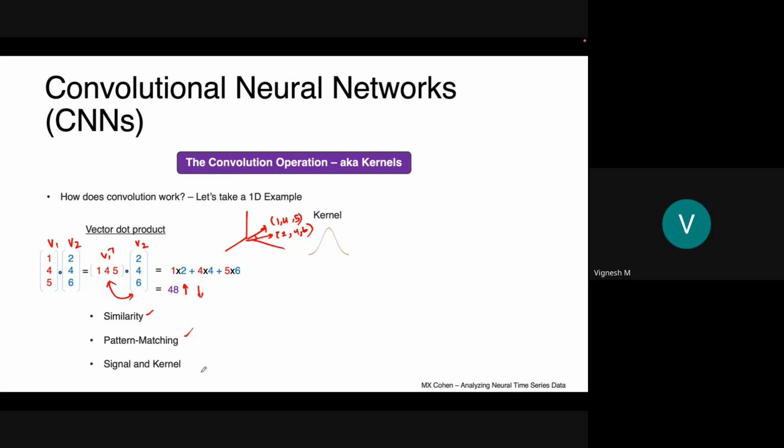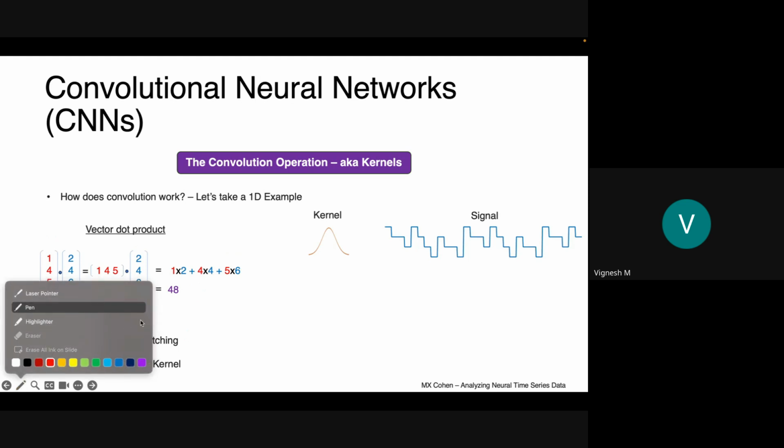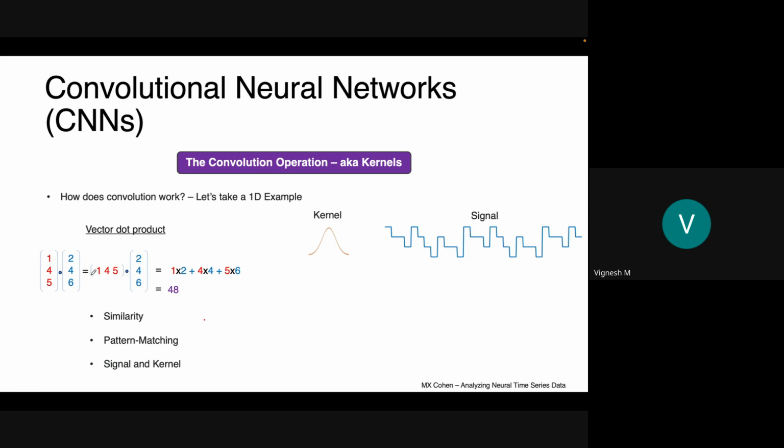Let's take the idea of a kernel and a signal. Okay, I'm going to just erase this. The idea of a kernel is some form of a function that you are trying to look for in the signal, or you are trying to use this kernel to do something on your time series signal. Typically your kernels are smaller than your signal. Let's say this is a type of signal that you have. Okay, and a convolution operation typically is represented by this star. Looks like this.